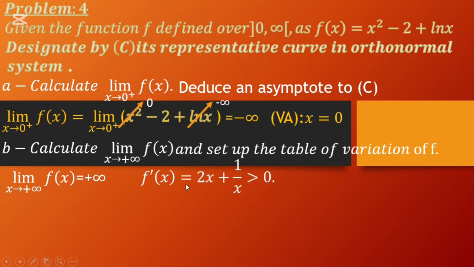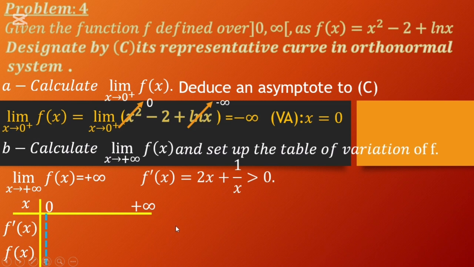F prime of x equals 2x plus 1 over x, greater than 0, because the domain of definition is 0 to plus infinity. So the function is strictly increasing, from minus infinity to plus infinity. This is the table of variation.